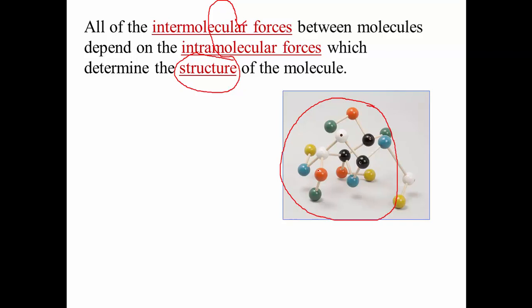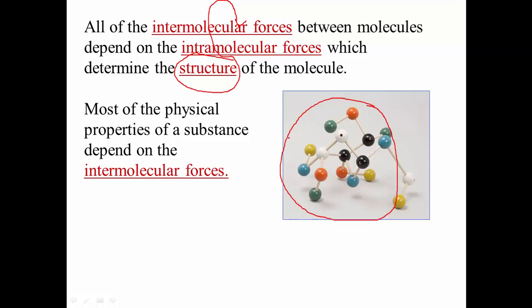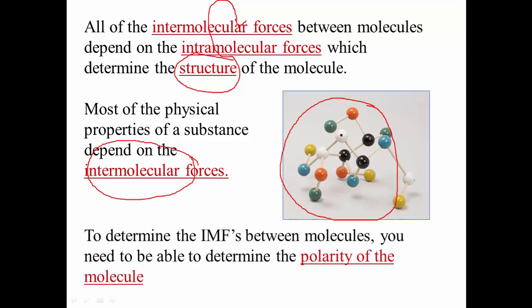Some people don't need to. They can look at the little molecules they made with their toothpicks, or they can use the computer program and they understand whether the molecule is symmetrical or not. So you have to be able to determine polarity in order to determine intermolecular forces. So the physical properties are going to depend on these: boiling point, freezing point, melting point, solubility, volatility. So to determine the intermolecular forces, we just need to determine the polarity.